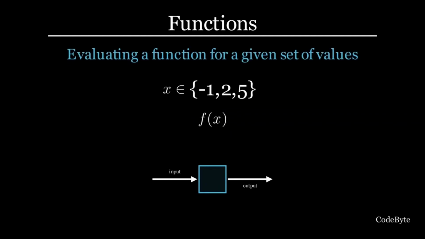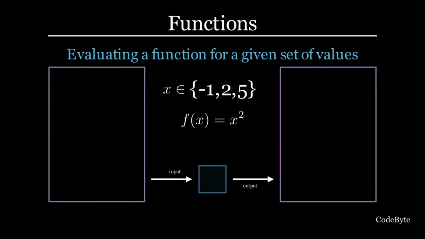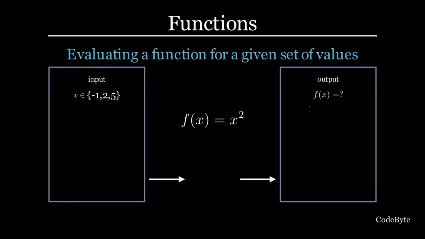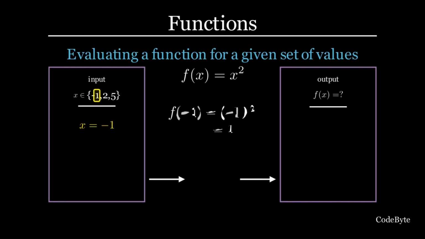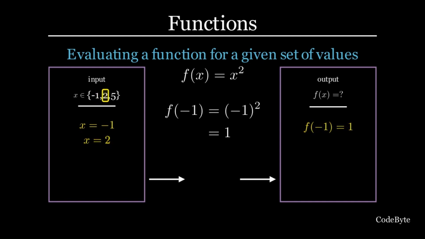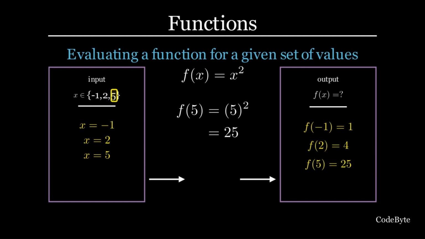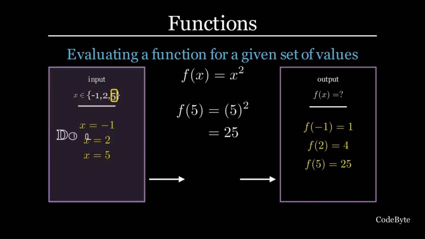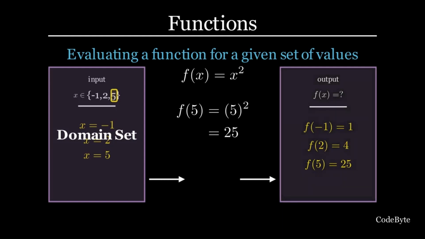Let us look at an example of evaluating a function for a given set of values. Here f of x is equal to x squared. For x equal to -1, f of x becomes 1. For x equal to 2, f of x is 4. And for x equal to 5, f of x comes out to be 25. The set of all possible inputs is called the domain set, and the set of all possible outputs is called the range set.